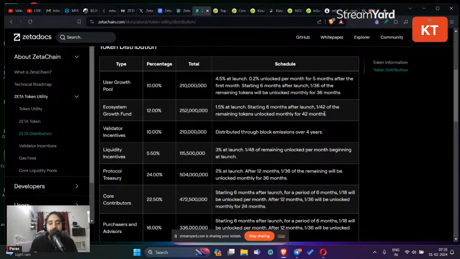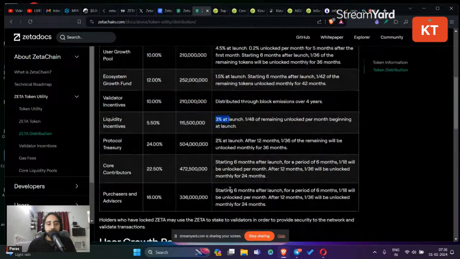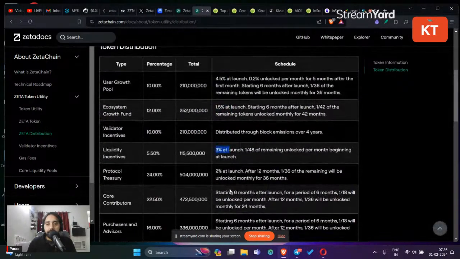So that can be a chance. If you believe the token can pump, this is a window that you can utilize to invest in this token, and later you can decide for yourself whether to liquidate or hold for the long term. 4.5% at launch is nothing, which is very low. 1.5% at launch is nothing, and 3%, 2%, very limited supply is going to be released today.